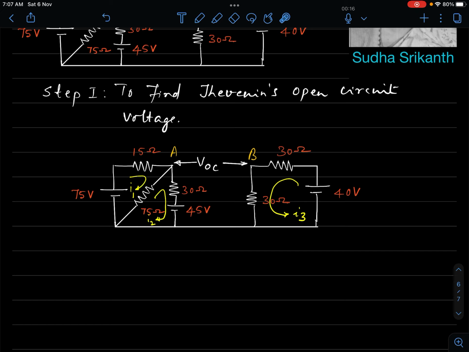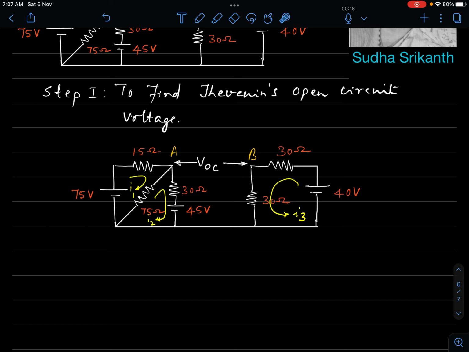So current would circulate in this closed path. There is no closed path comprising the 30, 45 and this 30 ohm resistance. There's no closed path, so obviously here is an open circuit. So we will be able to develop a voltage between A and B that we will try to find out. Our first objective is to find these three currents.